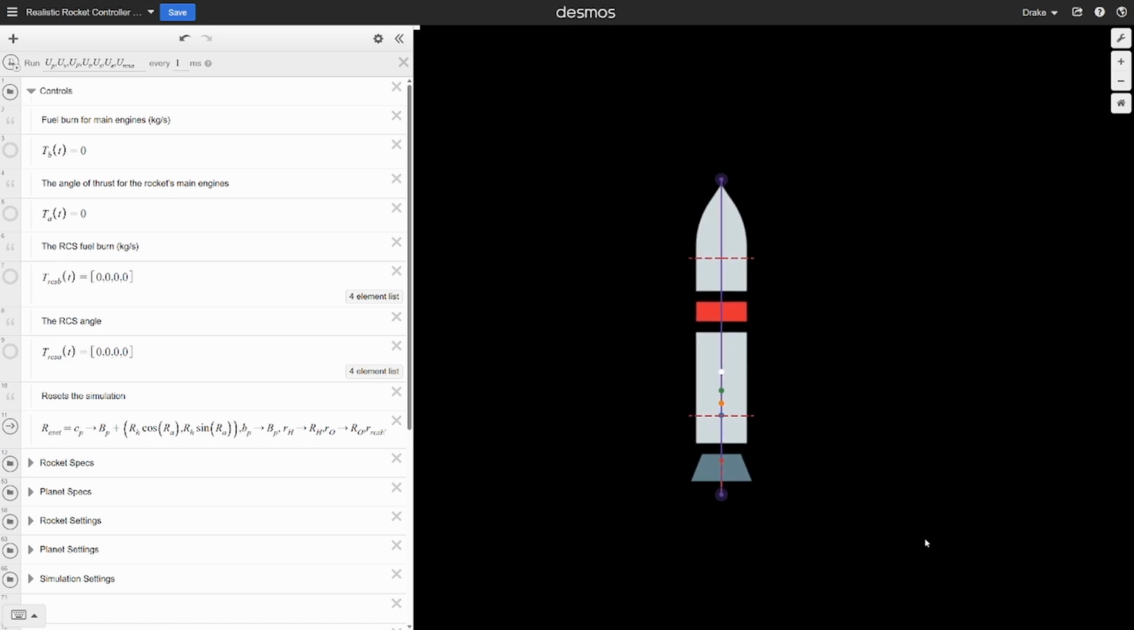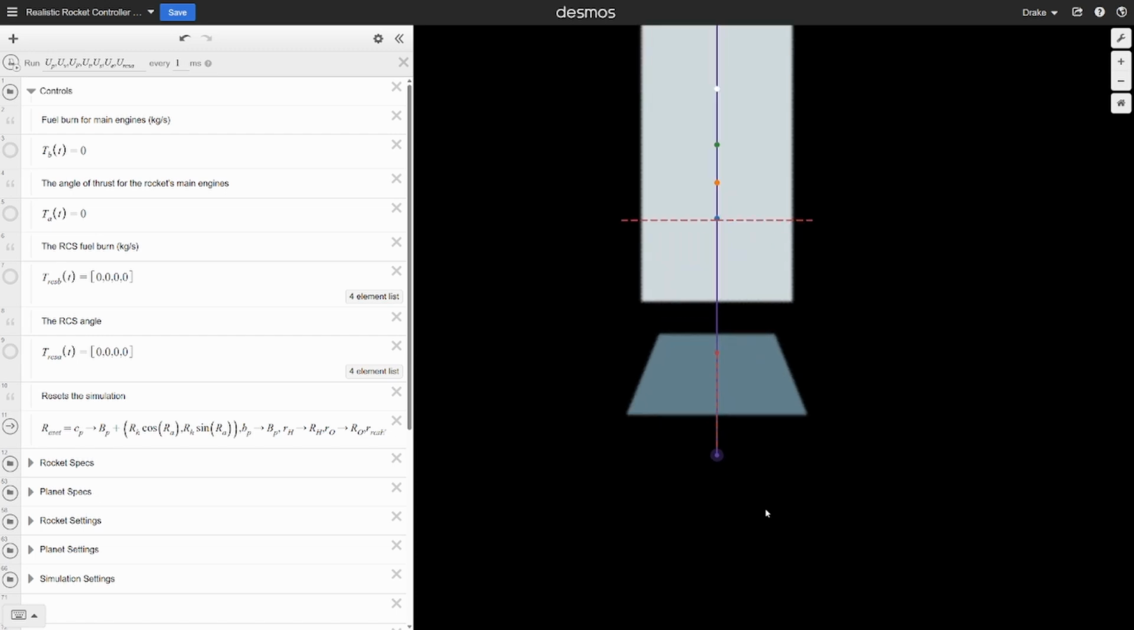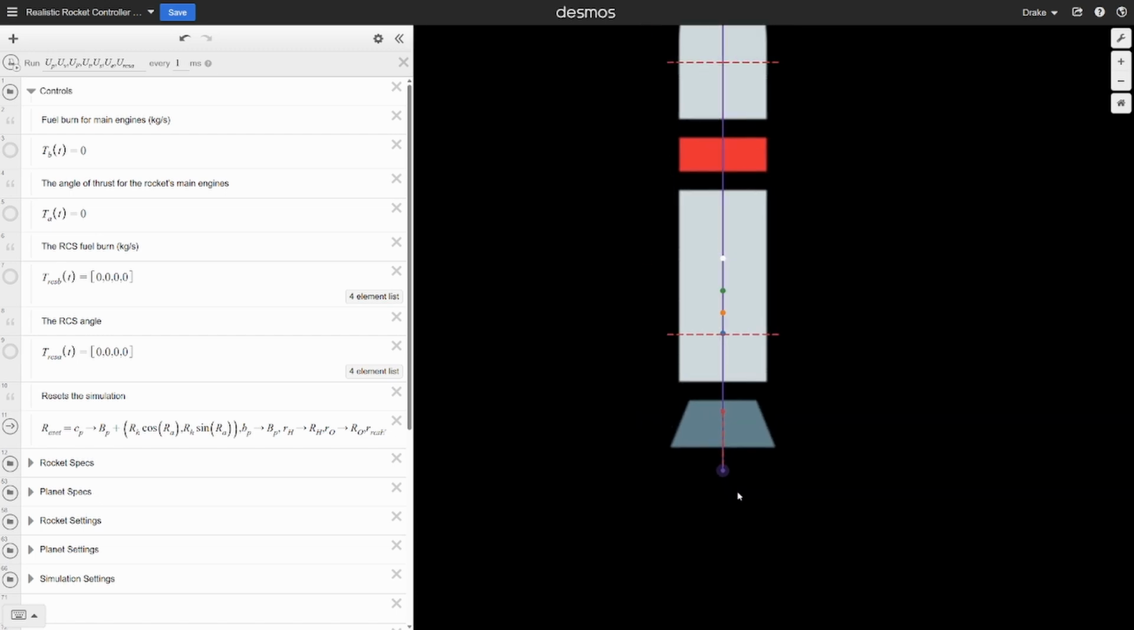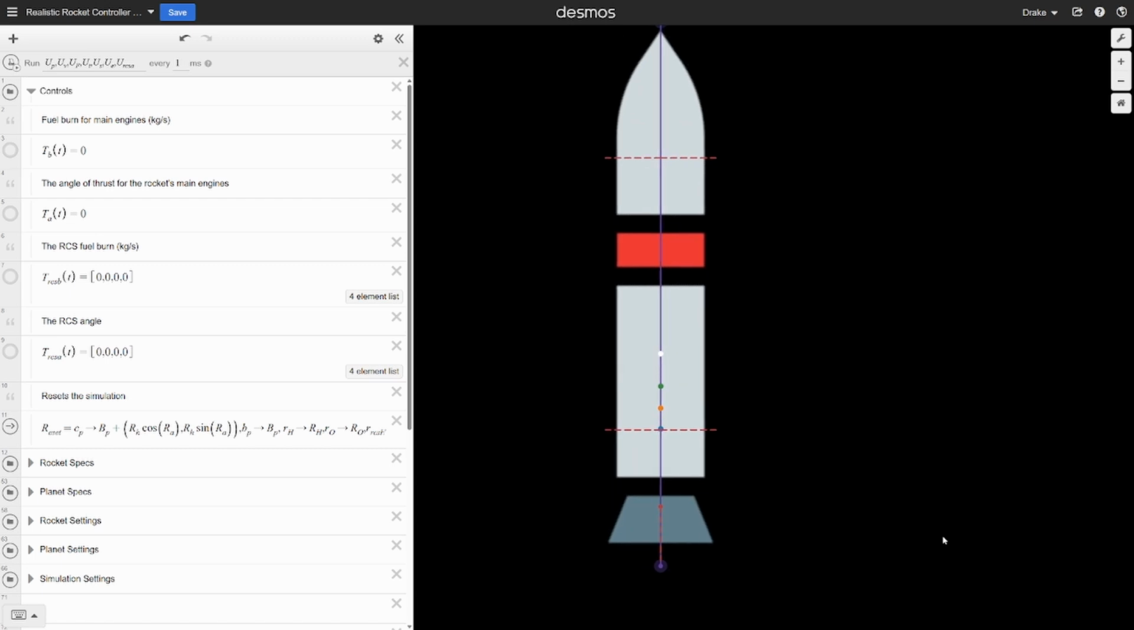So, we have one rocket, and this rocket has a few different components to it. First, it has this main engine down here. This main engine uses up fuel and oxidizer. It uses the oxygen to combust the fuel, giving us thrust. It also has some RCS thrusters up here. You can see one there, one there, one there, one there.